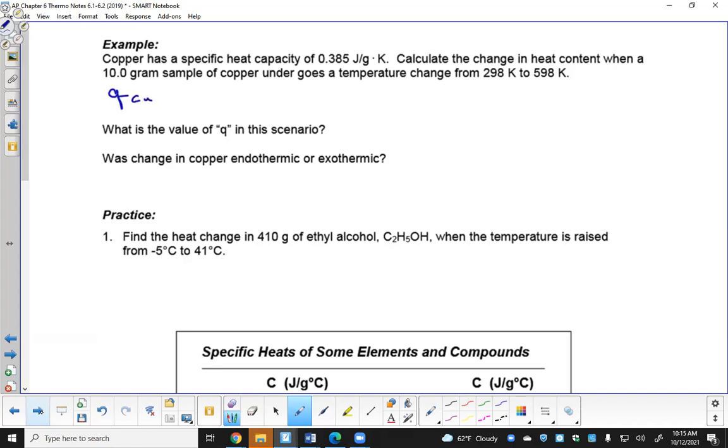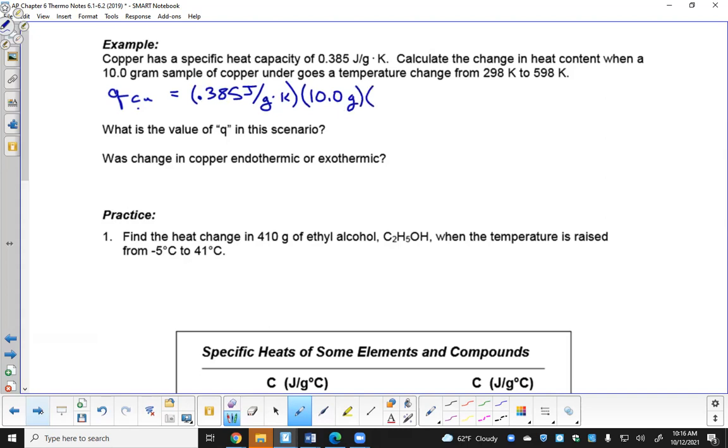Sometimes when we abbreviate the heat flow, we can talk about the object that we're heating or cooling. So I'm going to do the heat flow of the copper, just a little Cu under it. We've got 0.385 joules per gram Kelvin, and the mass of the copper is 10 grams, no problem.